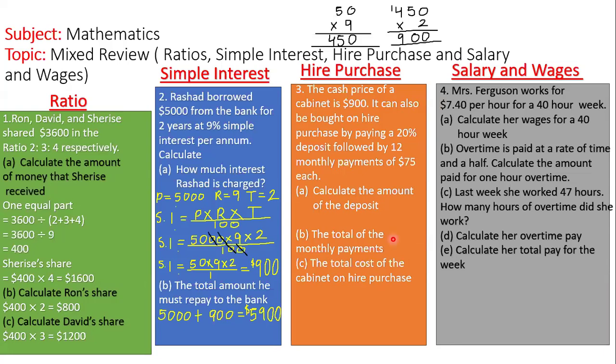Very good. So the first thing we need to do is figure out the total amount of the deposit. All right. What is the deposit? The deposit is how much? 20% of what? $900. Of the cash price, right? 20% of the cash price.